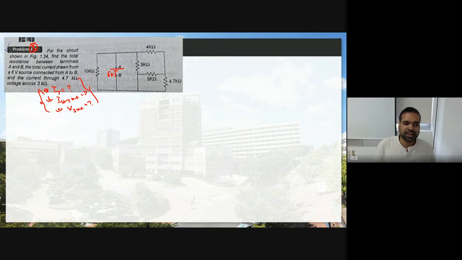Now see here, in order to find IT, the total current, you know I equals V by R. So this is the source voltage, we already know that is 6 volt, and you need to find R equivalent. Here we have many resistors connected in series and parallel. We need to find R equivalent. Now, in order to make this circuit simple, I'm going to redraw the circuit.